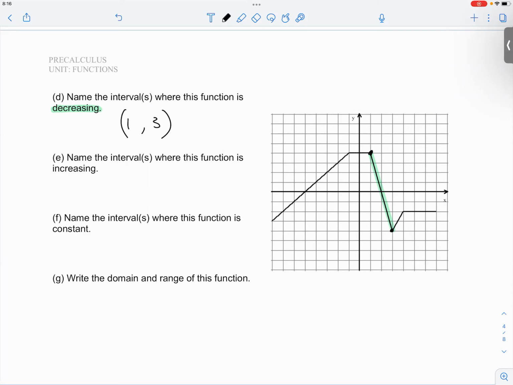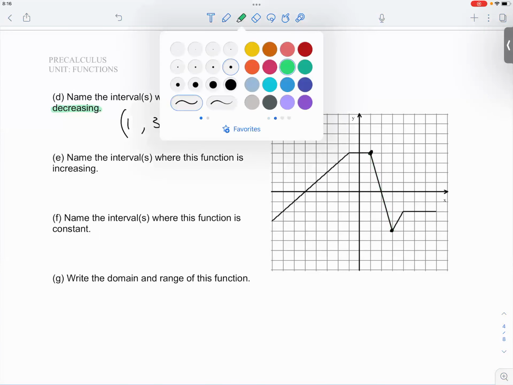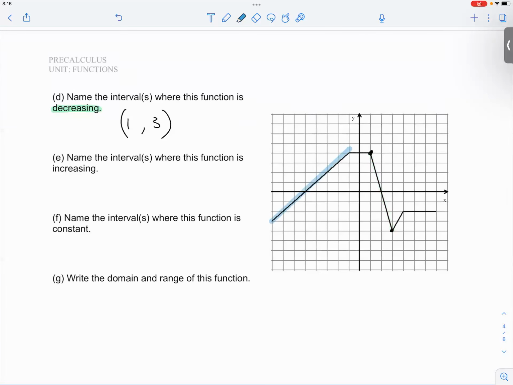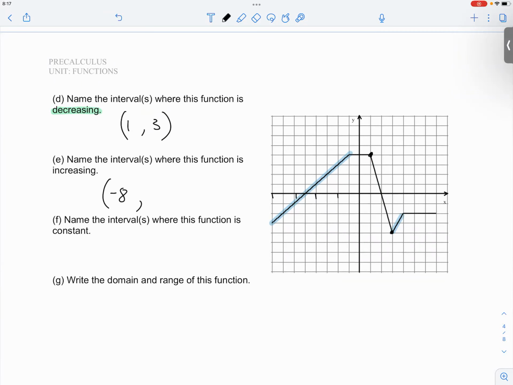Okay, and then we say, name the interval that's increasing. So we have 2 chunks right here showing a positive slope. Lovely. And we say, that would be 2, 4, 6, 8. So we have -8. From -8 to -1. And then we say union from 1 to 3, 3 to 4.